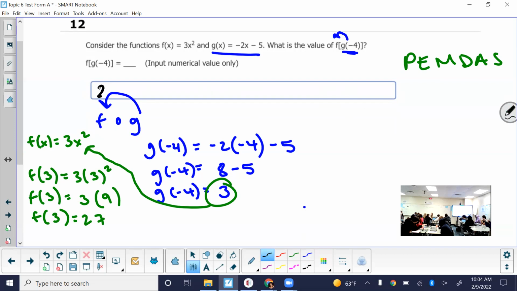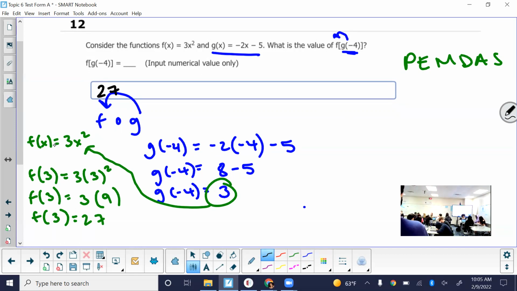That's what you should have typed into here. Because again, it's f of g of -4. So you plug in -4 to the g function. Whatever answer you get is plugged into the f of x function. Does that make sense? You'll see one just like it tomorrow, just different numbers. So questions on this one? Questions on a different one?